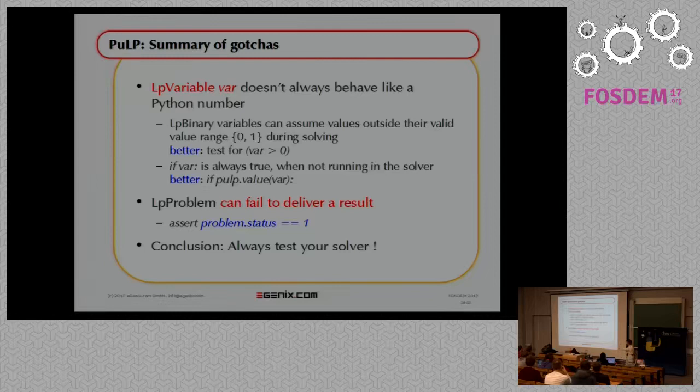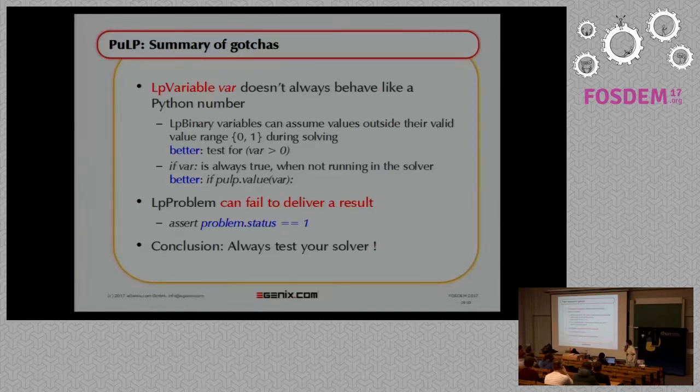Oh, there's one more thing I didn't mention. The LP binary variables that you define, I found that during solving, they can actually take values that are not within the range that you'd expect. So in one of the runs that did not produce a solution, I got -3 as value for a binary, which was a bit odd. So it's probably better to test for variable is greater than 0 instead of just doing the Boolean comparison.